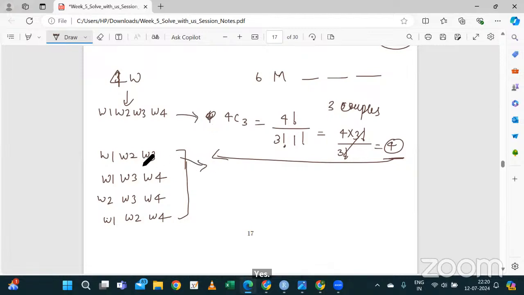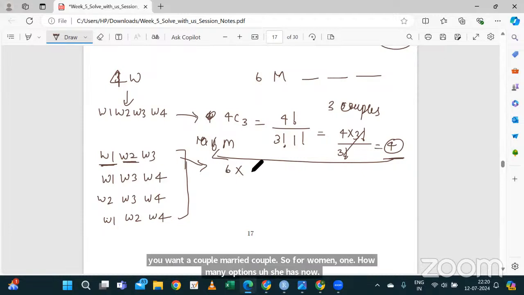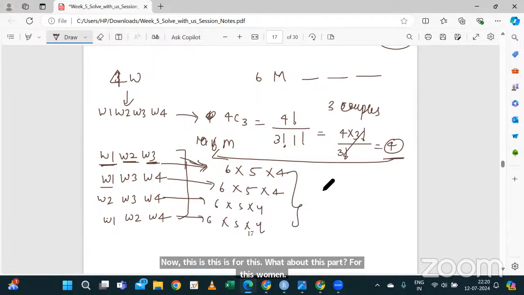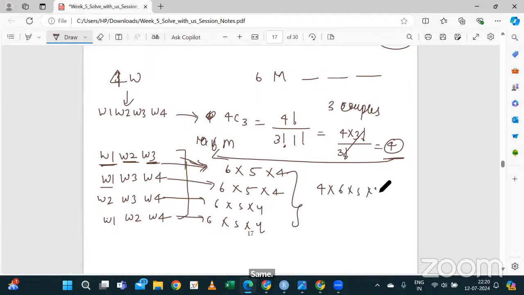For the first case, if you want married couples, for woman 1, how many options does she have? There are 6 men, so 6 options. For this woman, 5. For this woman, 4. What about the other cases? Same. 6 into 5 into 4 for each. So this will be 4 times 6 into 5 into 4, or not? Yes, sir.